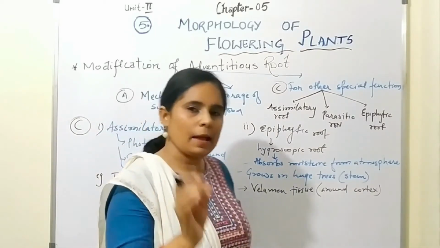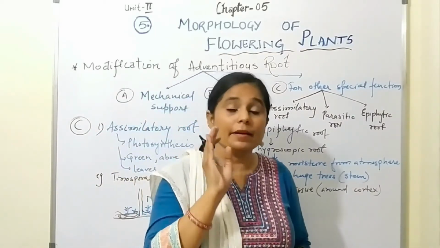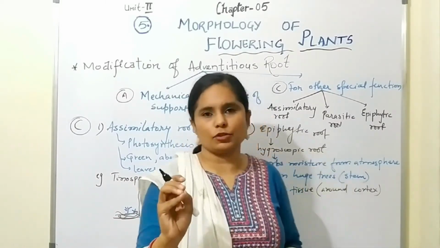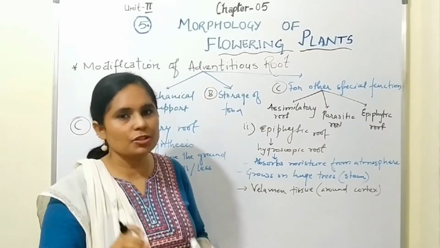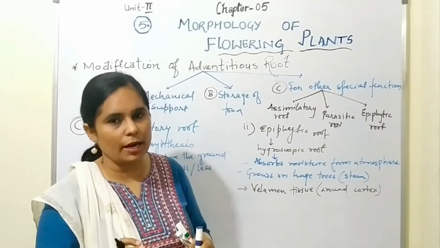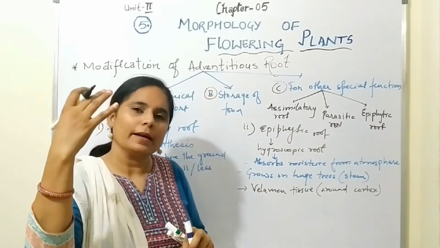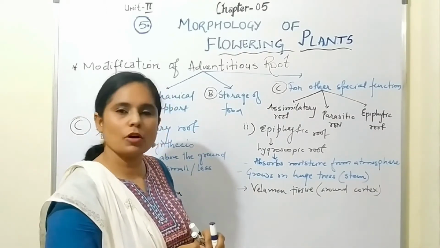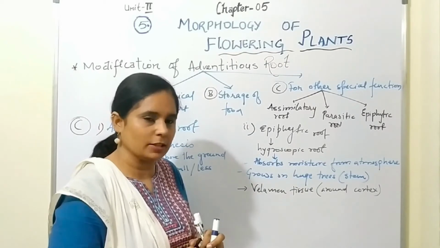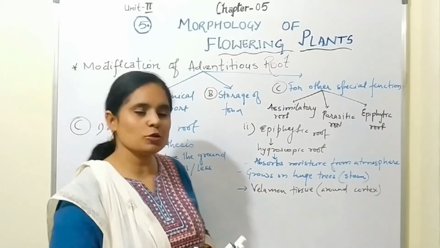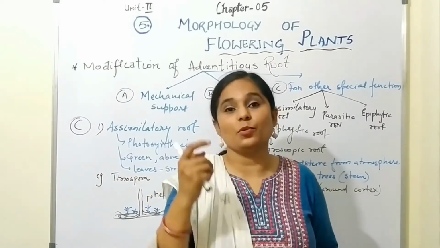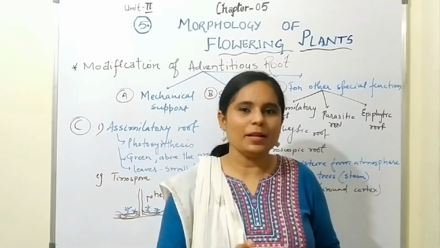So remember that epiphytic roots are never parasitic roots, because they are not taking any kind of nutrition from the tree on which they are growing. They are just getting shelter, and that too for getting sunlight. That is why they grow there. Fine. So this is also a kind of modification. About hygroscopic, you will read about this word in relation to the animal lizard.